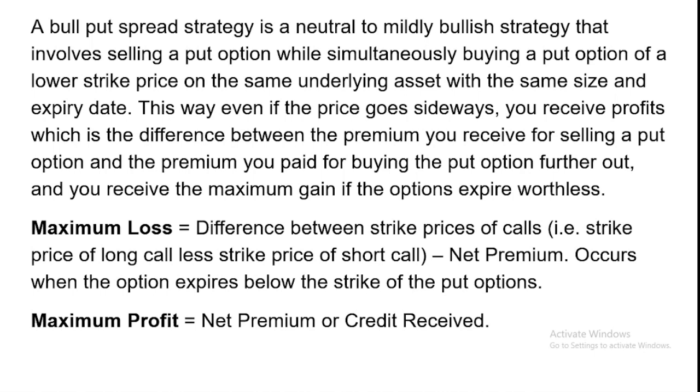Maximum loss is the difference between strike prices of puts, that is strike price of long put less strike price of short put, minus net premium. It occurs when the option expires below the strike of the put option. Maximum profit is the net premium or credit received.